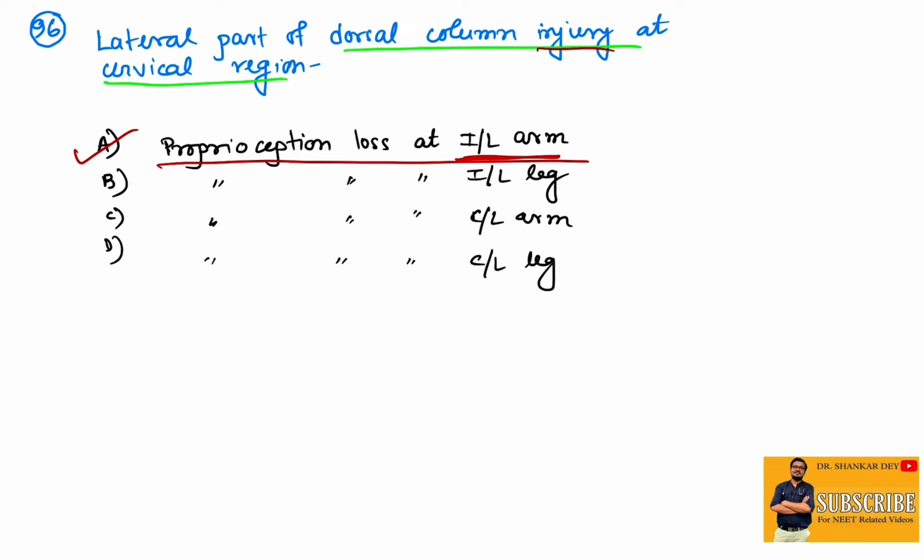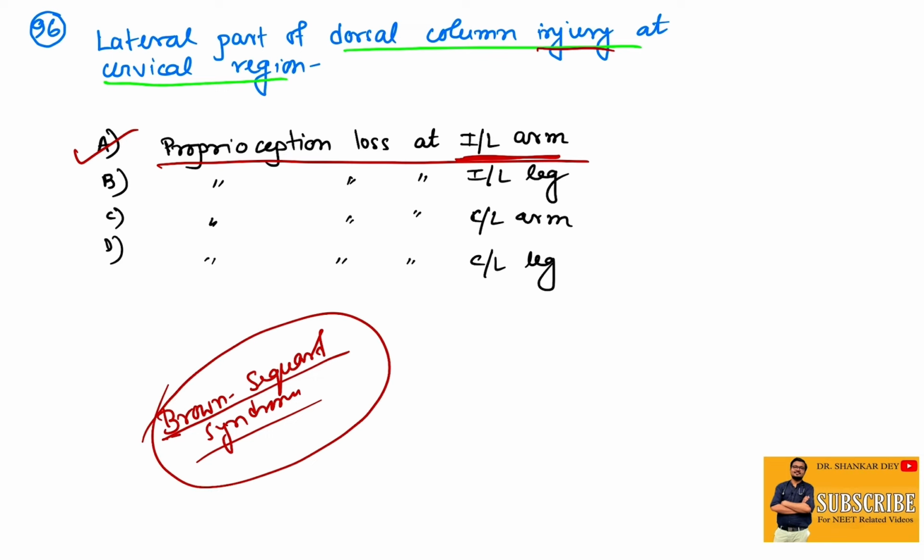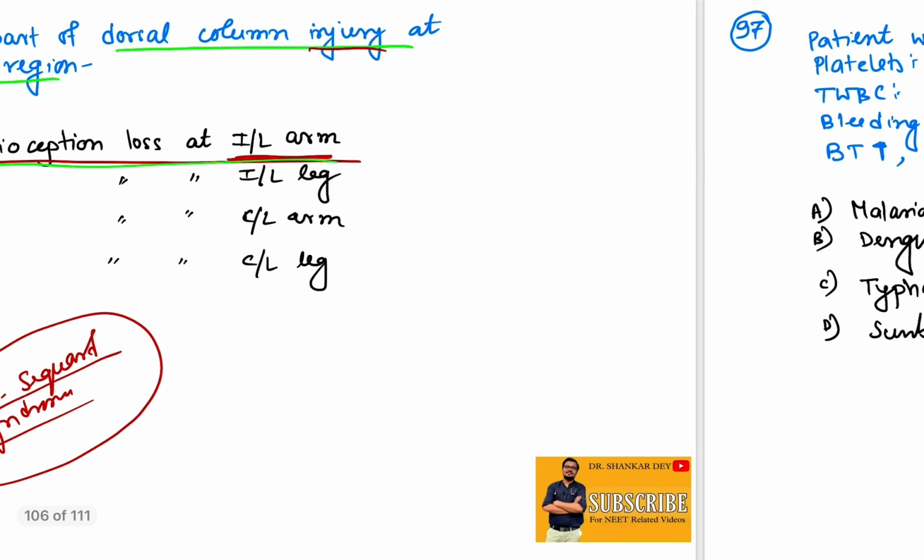This is a modified question from Brown-Sequard syndrome. So in near future exam, you can expect question directly from Brown-Sequard syndrome. Ipsilateral loss of proprioception and vibration and contralateral loss of pain and temperature because of hemisection of the spinal cord. This is Brown-Sequard syndrome. So this is a modified question of Brown-Sequard syndrome.